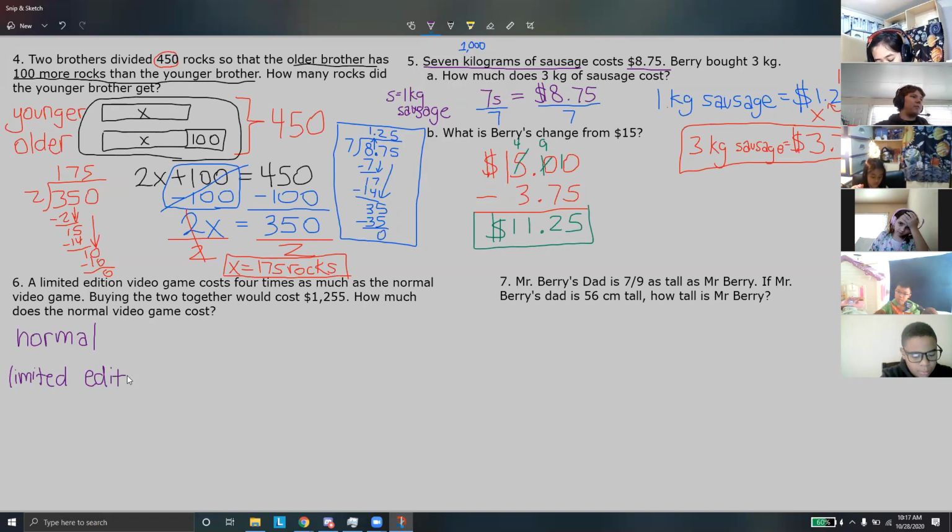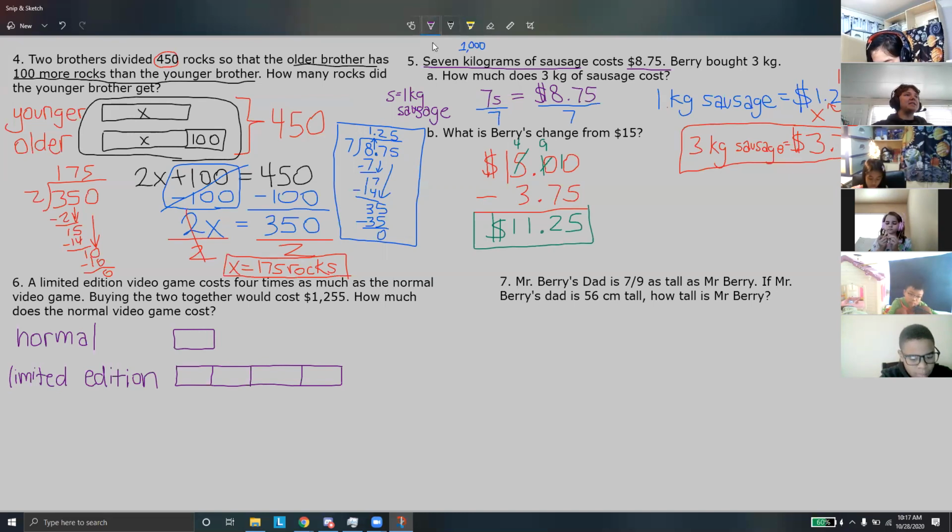Okay, and they're both going to have their own bar. Okay, so the normal video game, we know that the limited edition video game costs 4 times as much. So I'm going to make a nice long bar for limited edition. Split it into 4 parts because it costs 4 times as much. And then the normal only costs 1/4 of that, right? So that's how we're going to draw it. So you see the limited edition is 4 times longer or 4 times bigger than the normal.